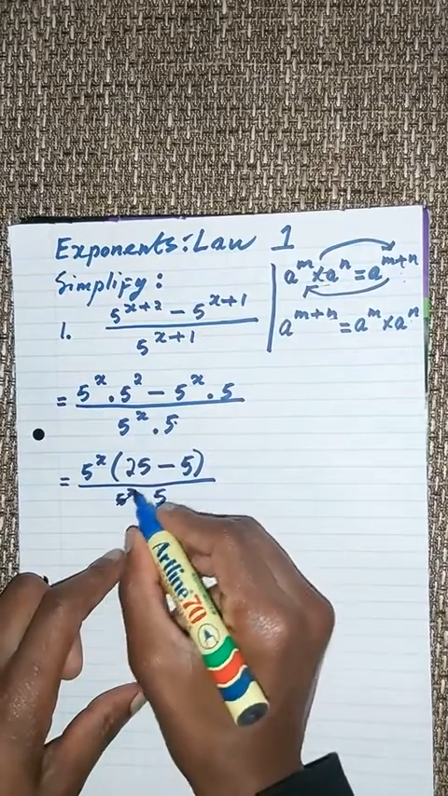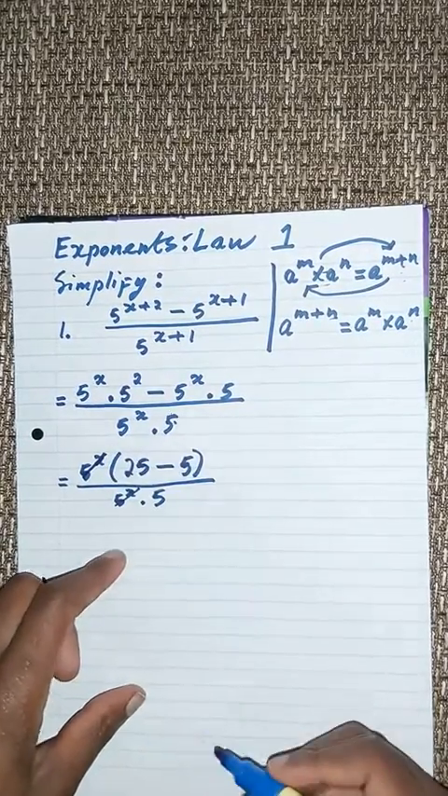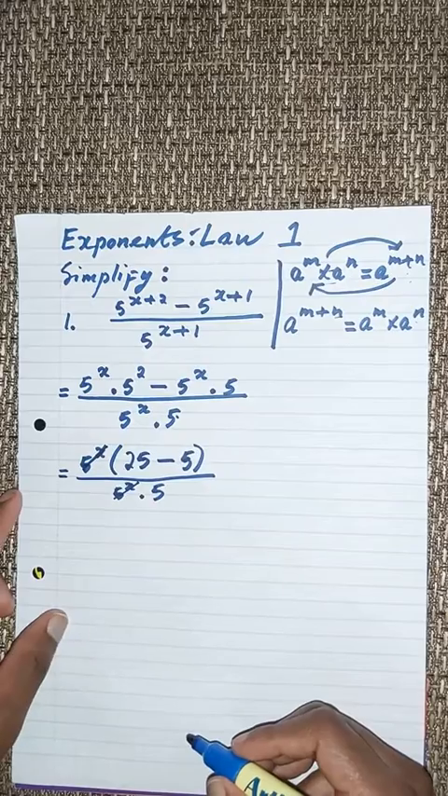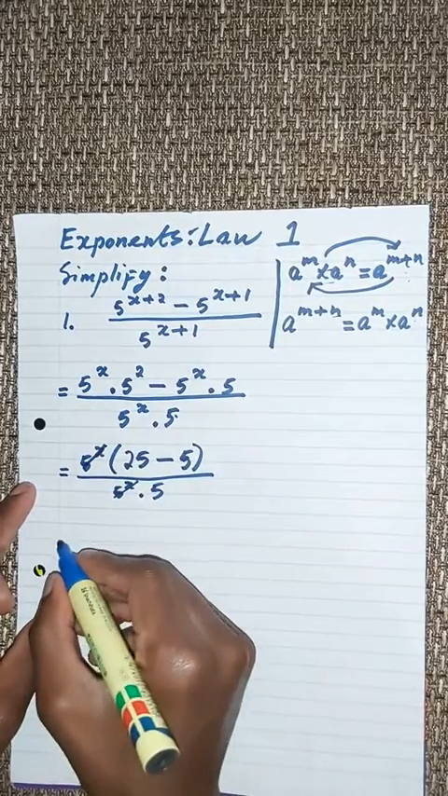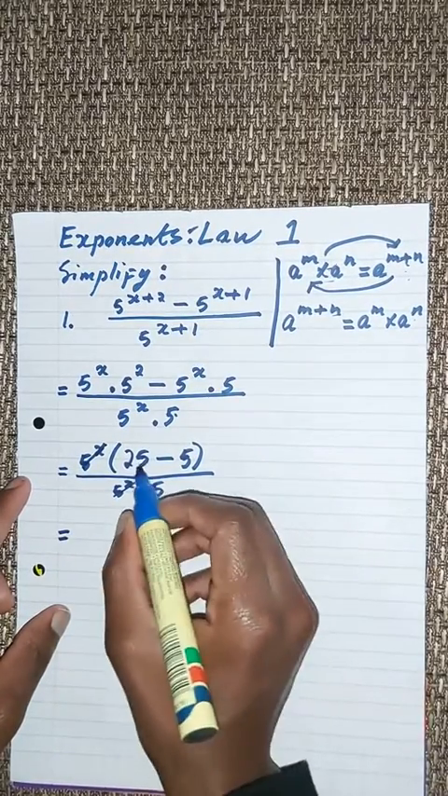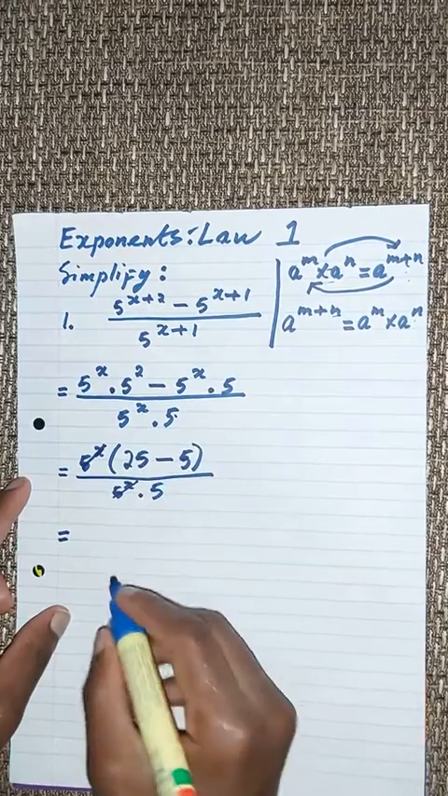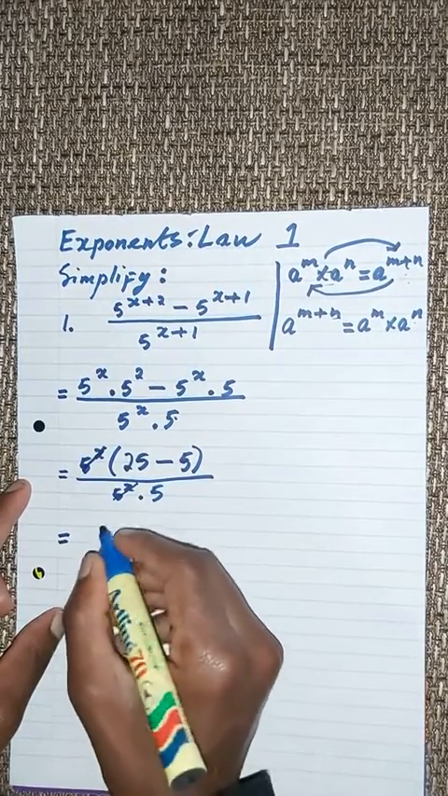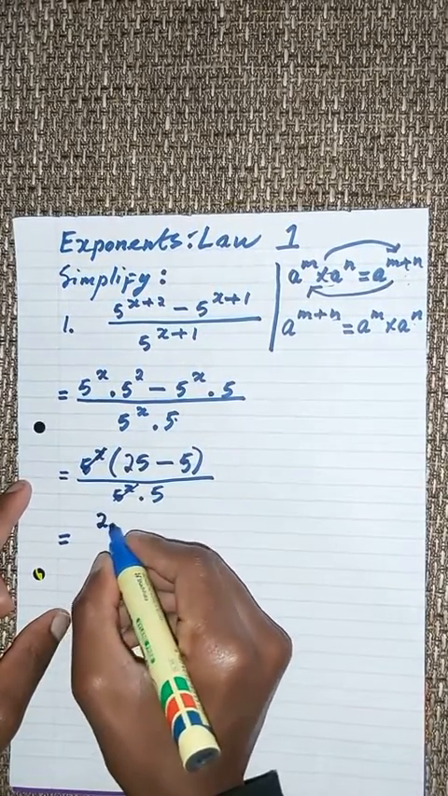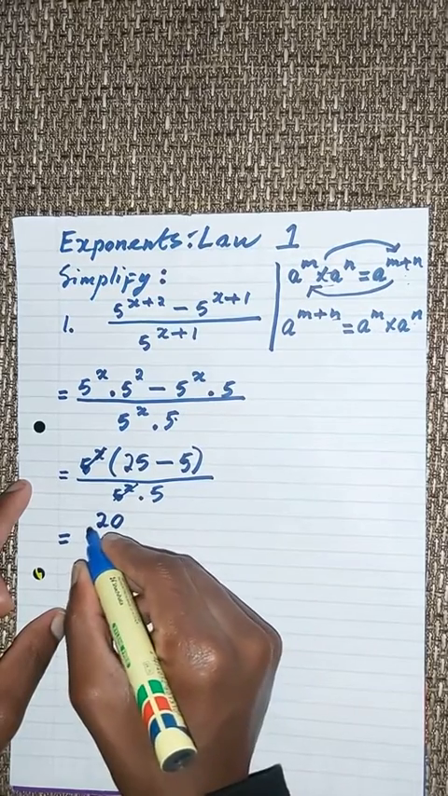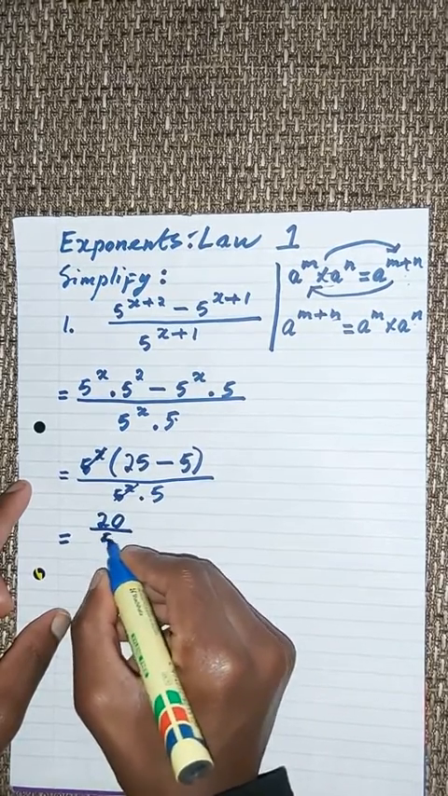Now, this 5 to the power of x is going to cancel with this one. Okay? And after they cancel, I will remain with 25 minus 5. 25 minus 5 obviously leaves me with 20 divided by 5.